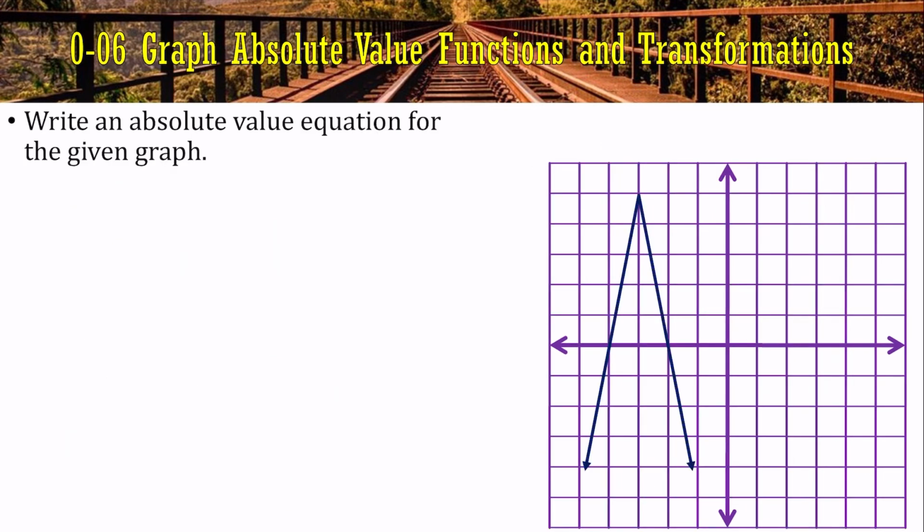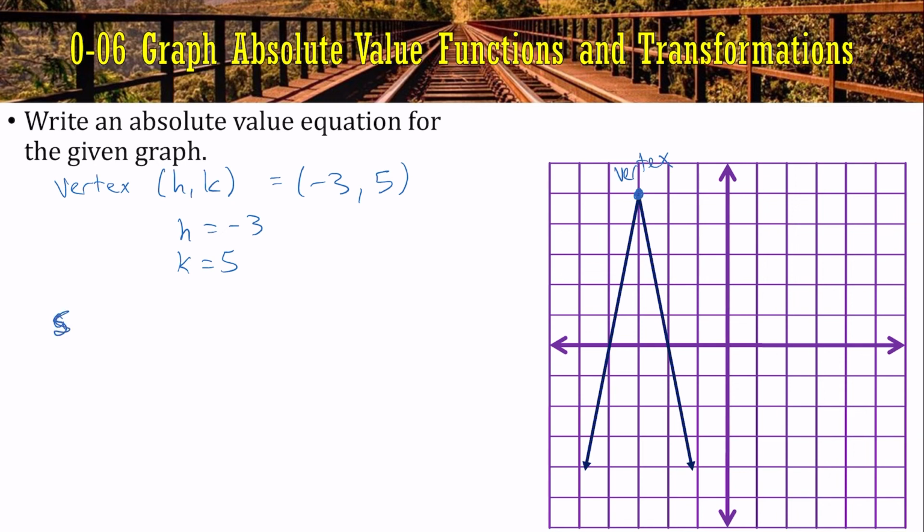Write an absolute value equation for the given graph. Now we're going backwards. Ooh. So we need to find the a, the h, and the k. Well, let's start with the h and k. That is the vertex right there at the point. The vertex in this one, which is h, k, is, what is that? Negative 3, 5. Therefore, h is negative 3 and k is 5.